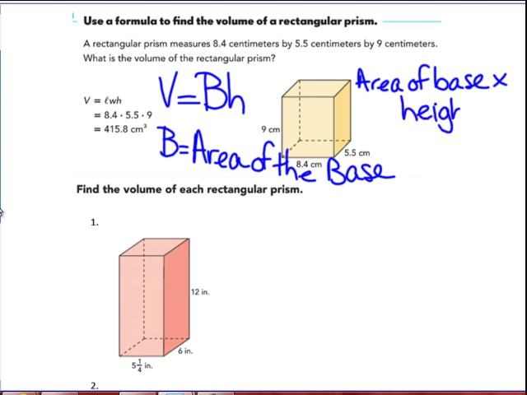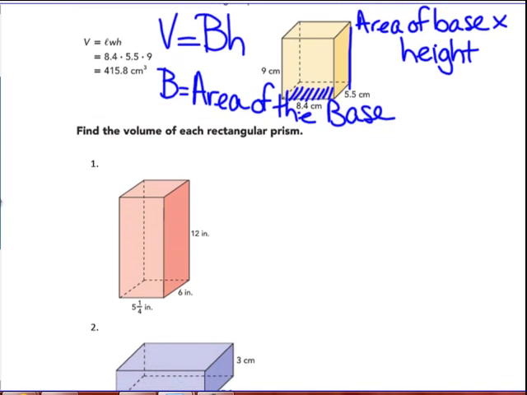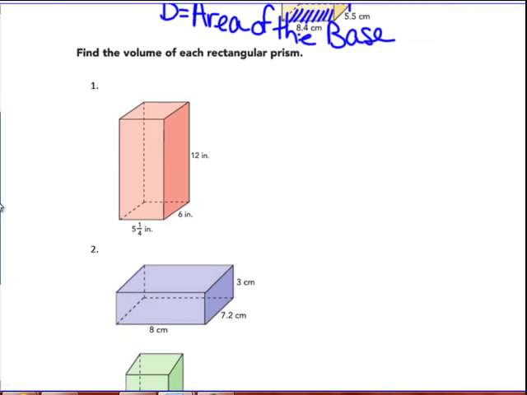So filling it up or giving it depth. If you find just this bottom section here, which is 8 4/10 times 5 5/10, and then you do it 9 centimeters tall, you'll get the third dimension of the volume of the prism. So we're not doing anything flat. We're not finding nets. We're not finding area, which is a two-dimensional thing. We're finding 3 dimensions. So find the volume of each rectangular prism.